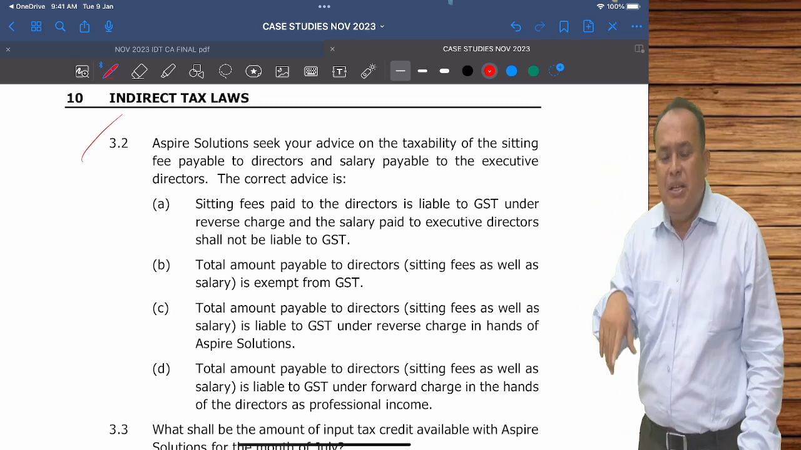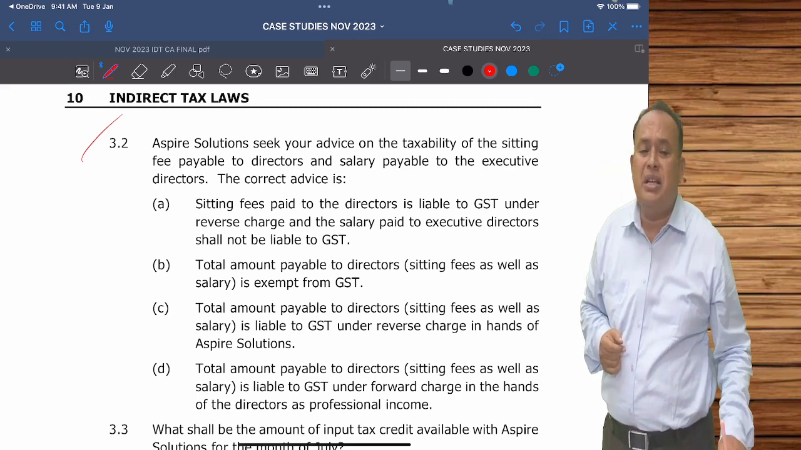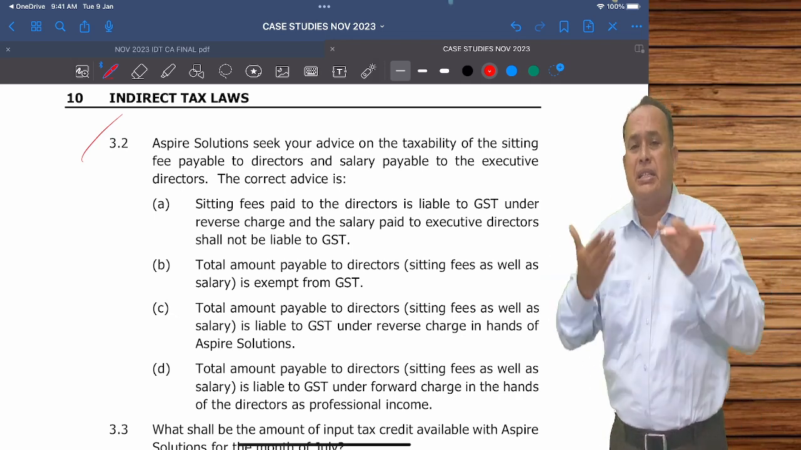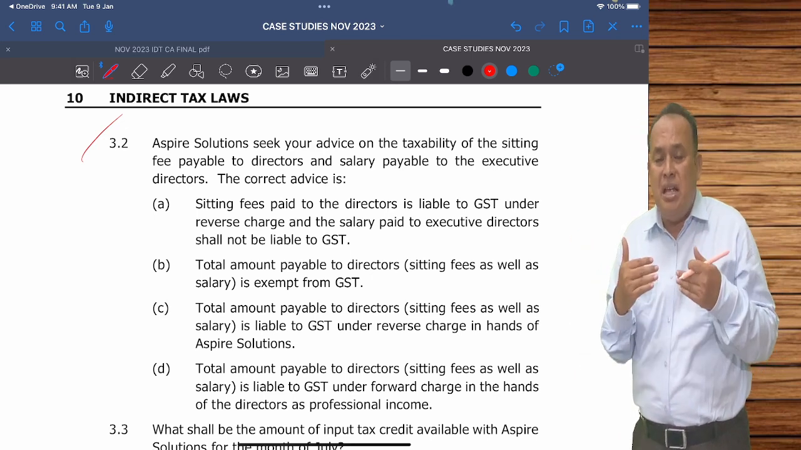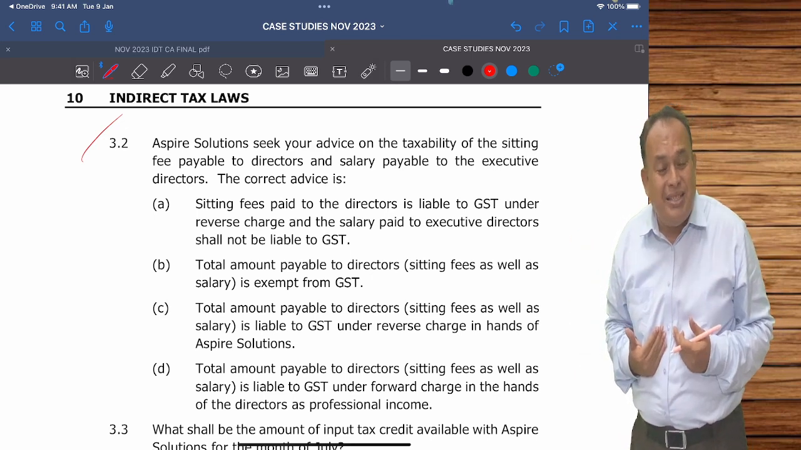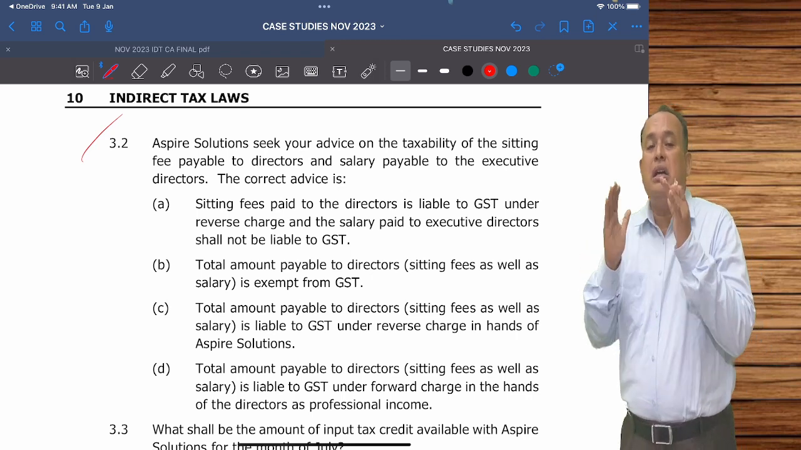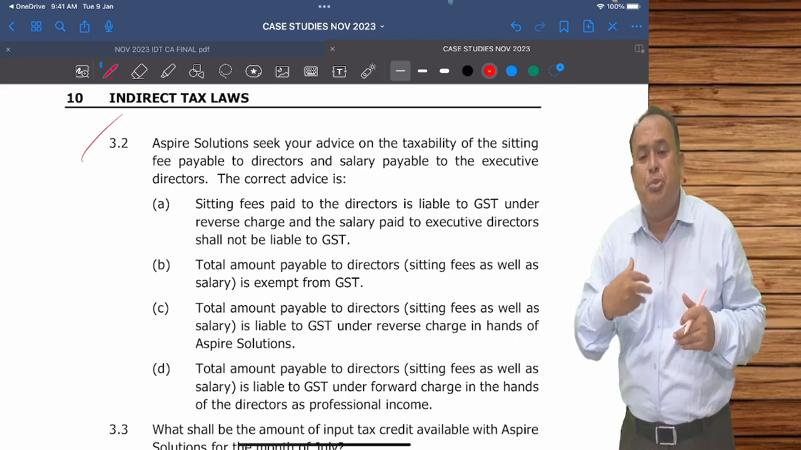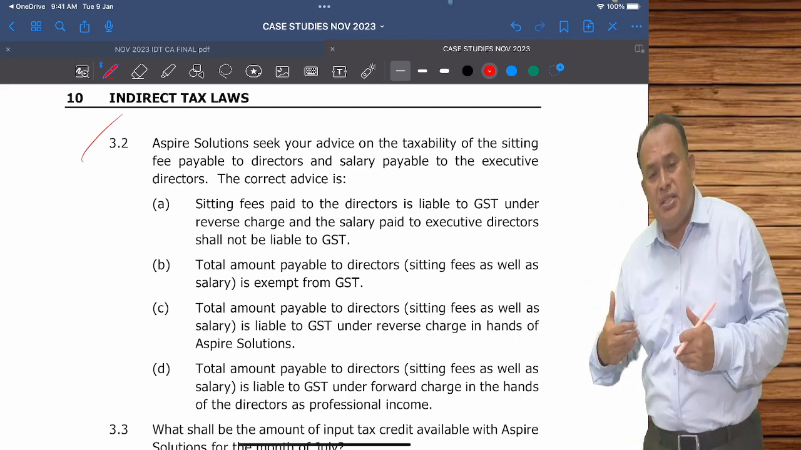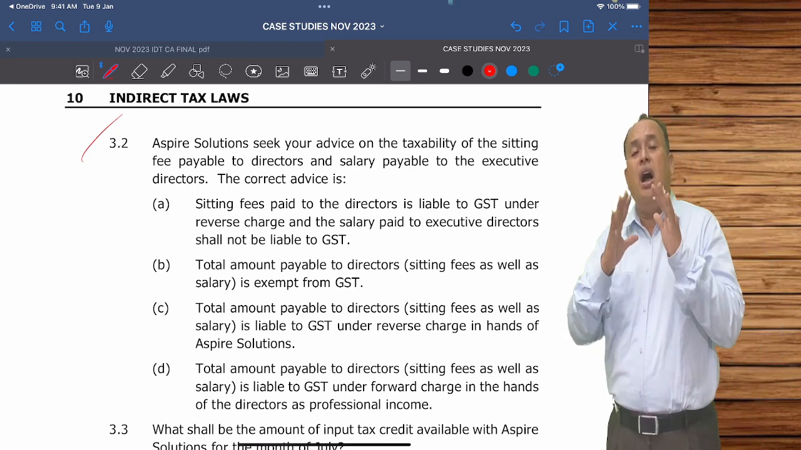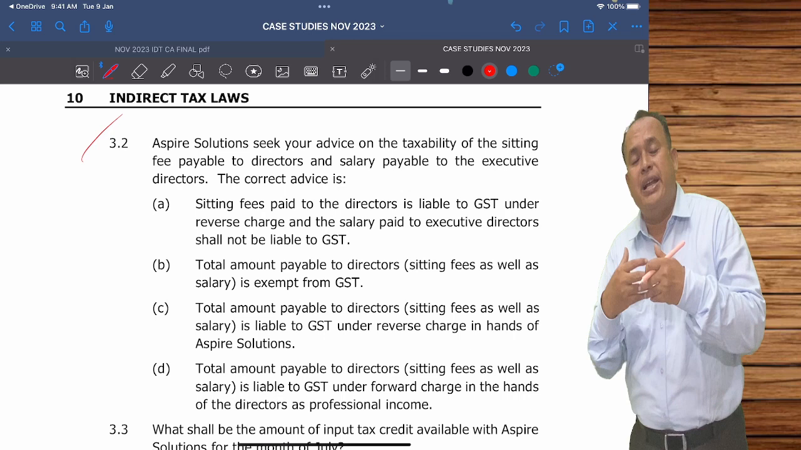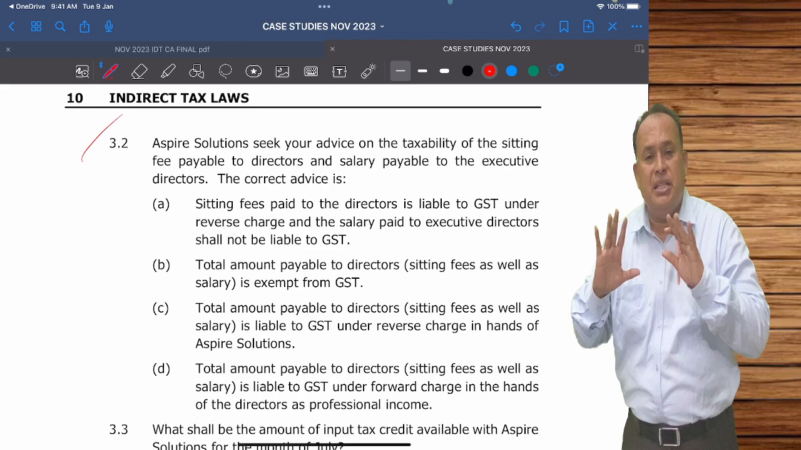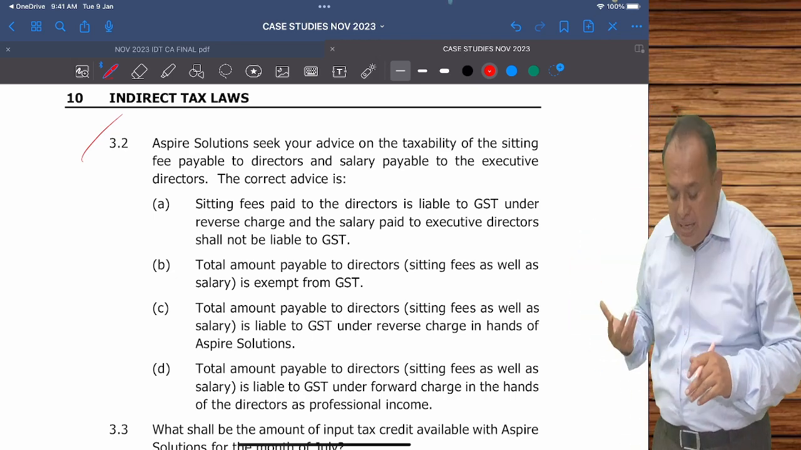Sitting fees, what is this? Aspire Solutions seeks your advice on the tax liability of the sitting fees payable to directors. Sitting fees payable to directors by the corporate company, in that case RCM. So what is the answer here? Sitting fees attract GST under RCM, Aspire Solutions being the recipient of such services is liable to pay GST. However, the salary paid to the directors, which is subject to 192 TDS of the Income Tax Act, does not attract GST, which is supply excludes. Which one is the correct answer here?